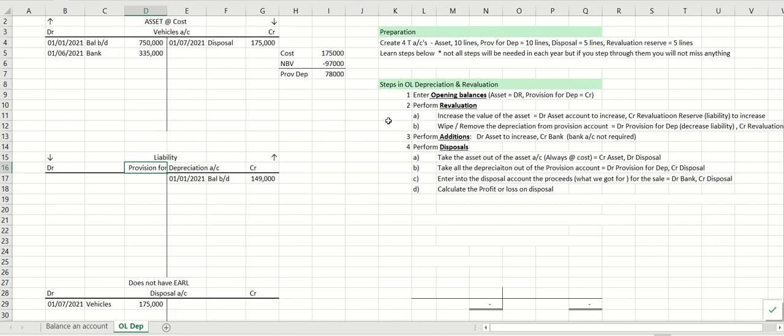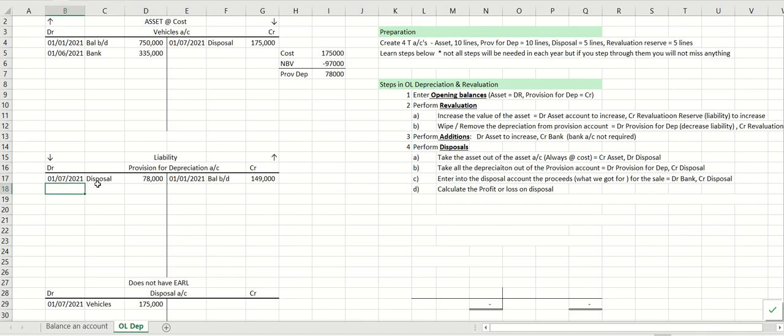Okay, so we've done step 1 here. We've taken the asset out of the asset account, always at cost. Credit the asset, debit the disposal account. That's part A done. Second part, take the depreciation out of the provision account and put it into the disposal account. So we're going to debit the provision account because it's a liability account, and you debit it to make it smaller. So on the 1st of the 7th, and we're putting in the amount of depreciation.